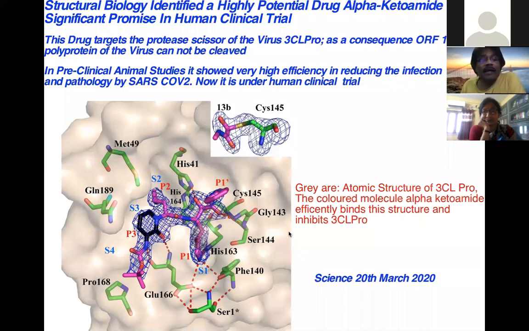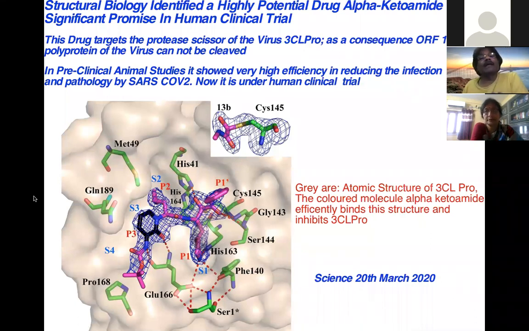So this is the structure. The gray area is the atomic structure of the 3CL pro, and this is a compound called ketoamide that can efficiently bind. All are made by structural biology, predicted by structural biology, and then actually validated. So this compound can bind the 3CL pro and then inactivate the protease. As a result, the protease cannot chop the polyprotein and make those small active proteins, thereby inhibiting the virus.